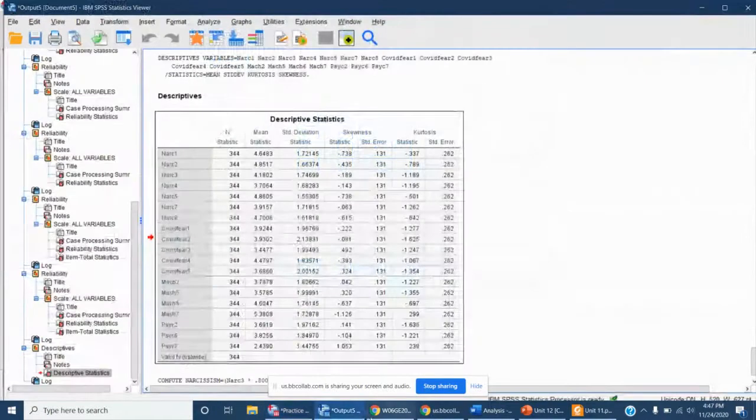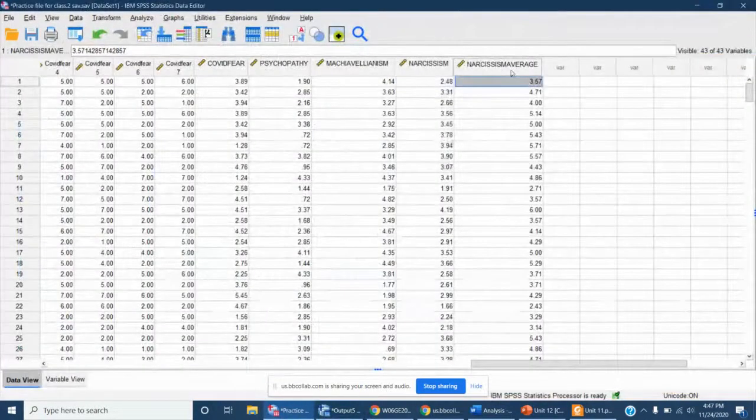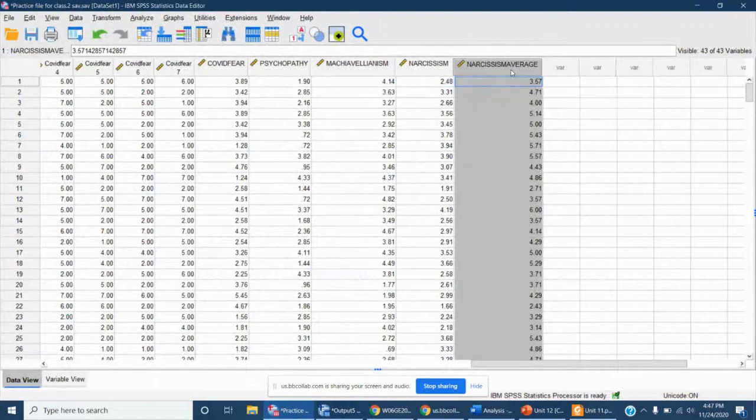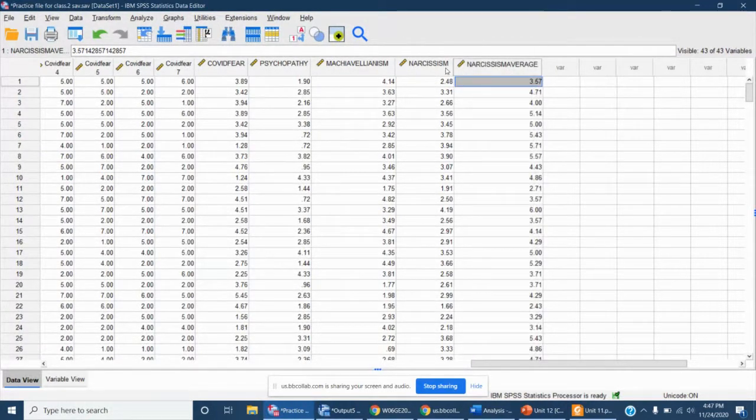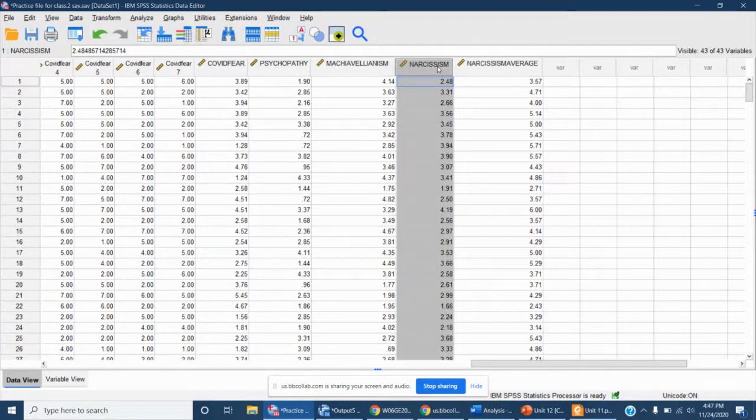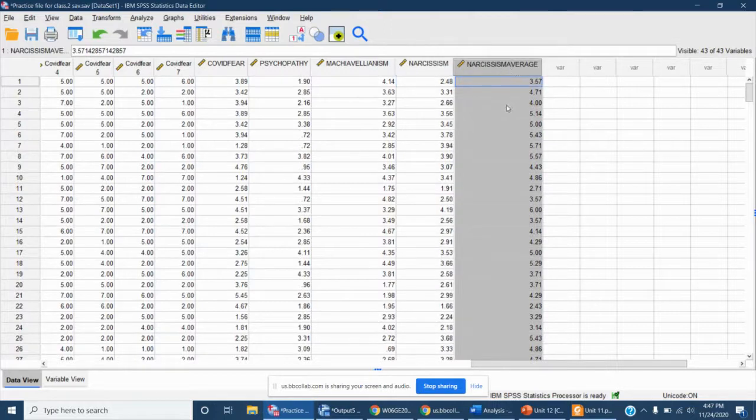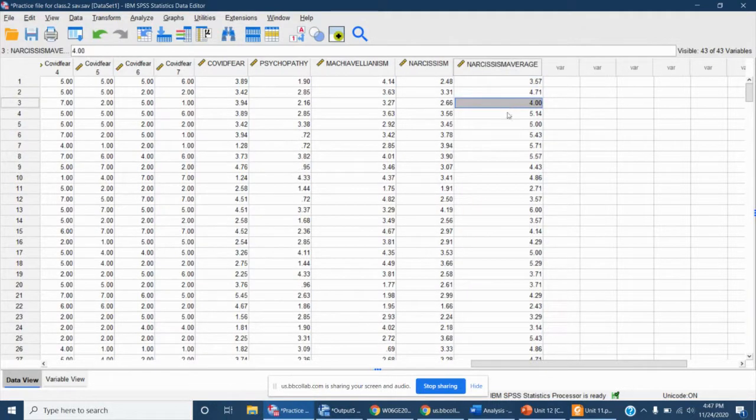Narcissism average. Okay, I will click OK, and I will just see there. A new variable is created here. When you go to the data view, just see the numbers. This is the weighted average, which we just calculated by multiplying each question by its weight. Now this is the simple average. Just see how the simple average has exaggerated values. But the weighted average has more subdued numbers.